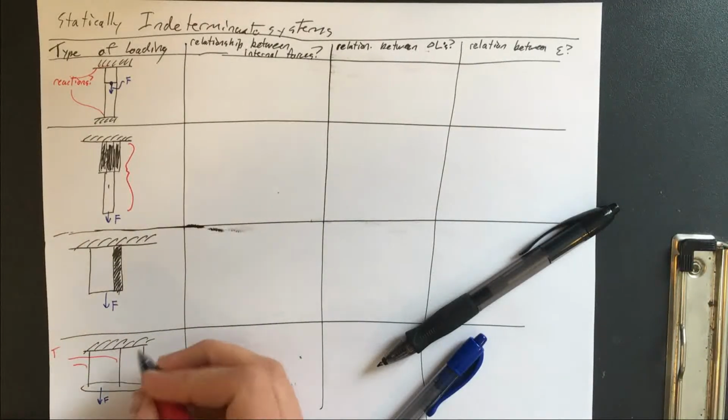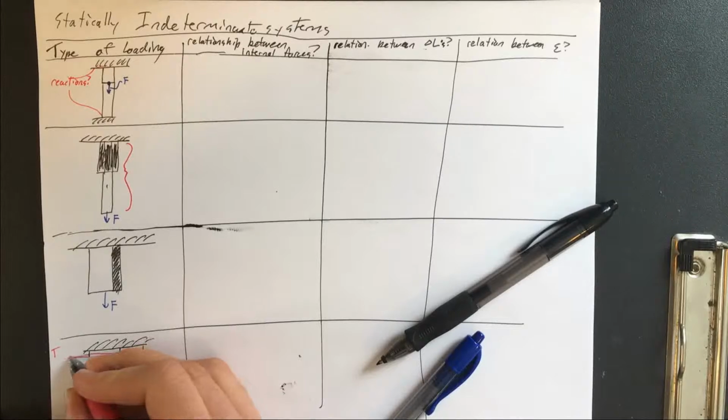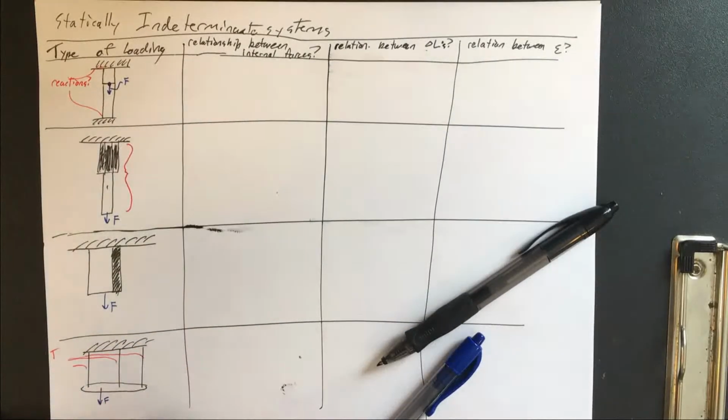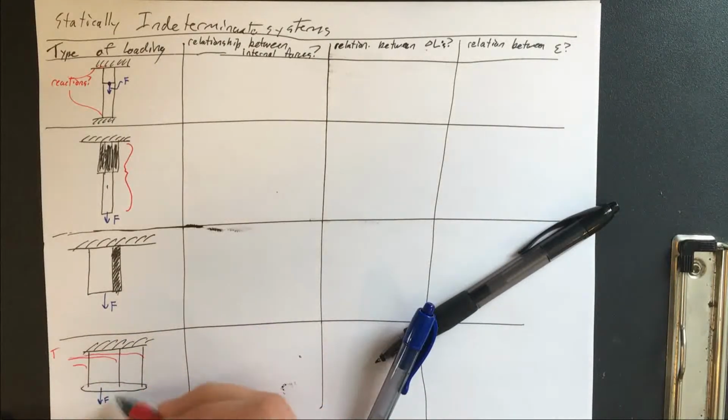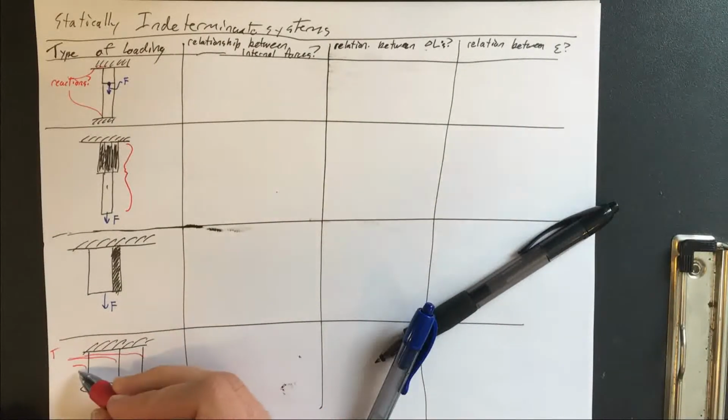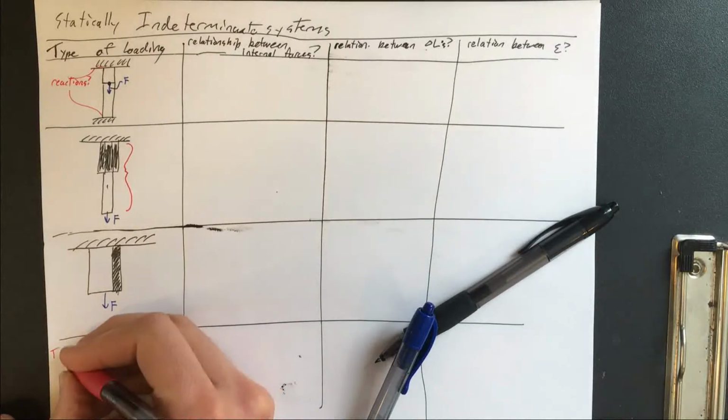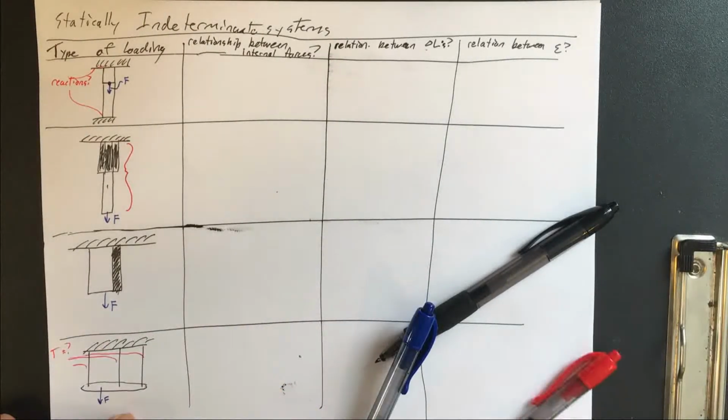But if we had three wires, then we have an extra unknown, because each of the tensions in the wires could be different. We can sum forces in y, and we can sum moments. That gives us two equations, but we'd still have three unknown tensions in each of these wires.